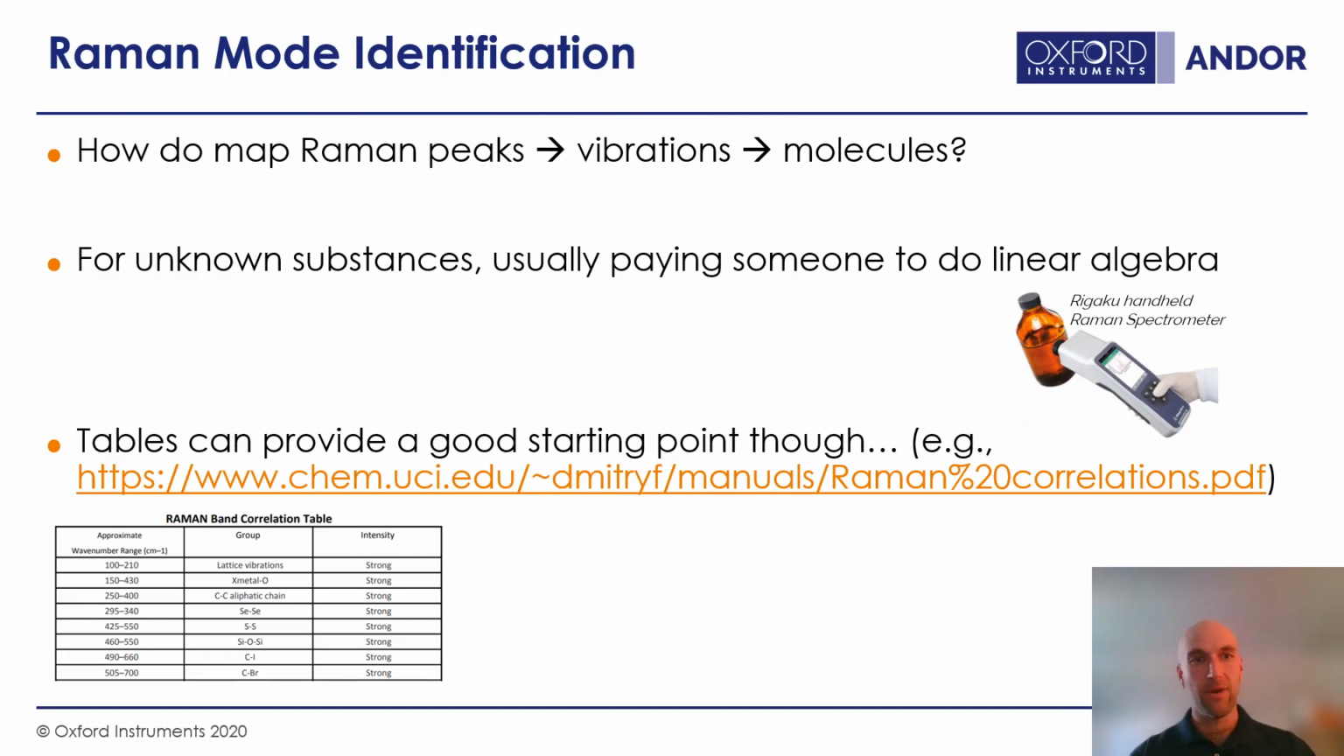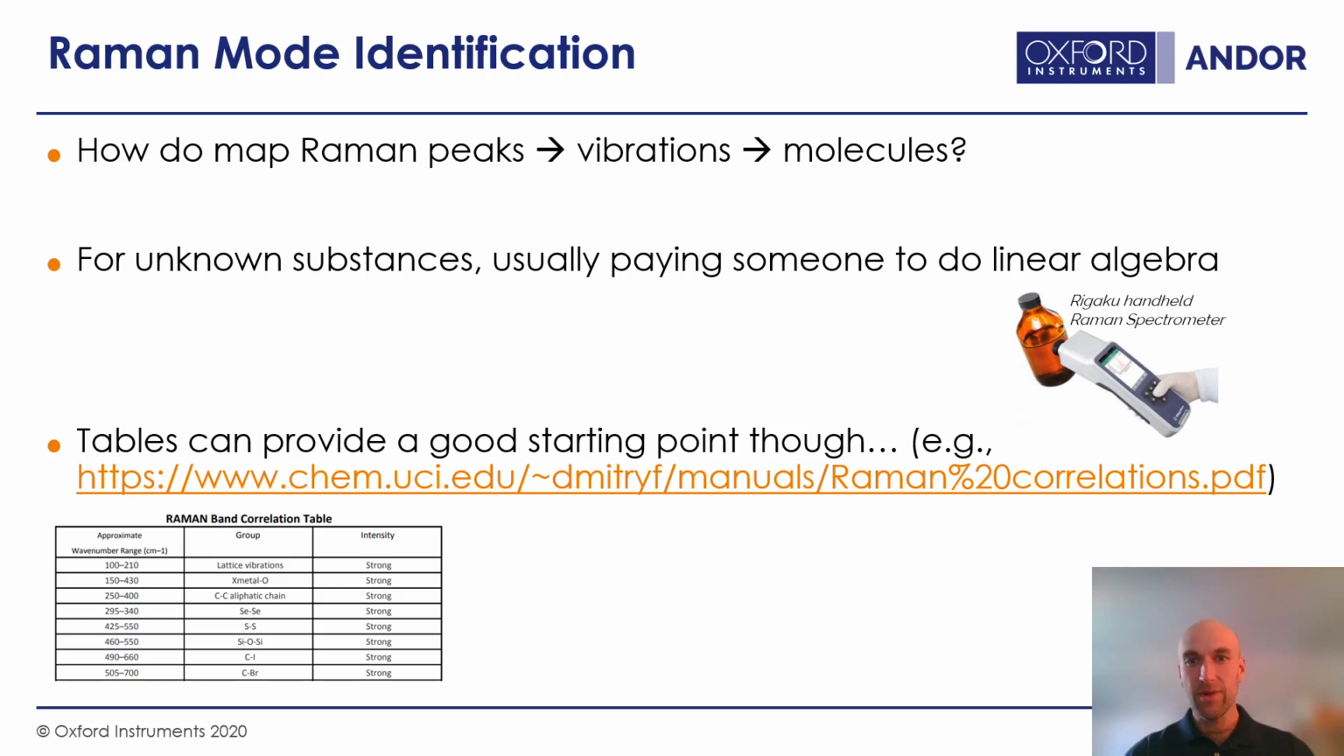So how do you actually identify Raman modes? If you measure, say, an unknown molecule, unknown composition, or unknown mixture, how do you look at those peaks and say, well, this is likely to be that? How do you map peaks to vibrations to molecules? For unknown substances, that could be quite complicated. Say you have a mysterious clear liquid in an unlabeled amber bottle. Someone was being very bad with their waste handling practices.